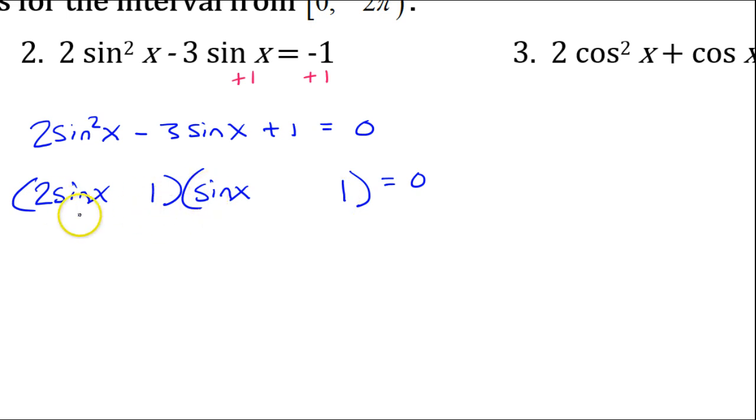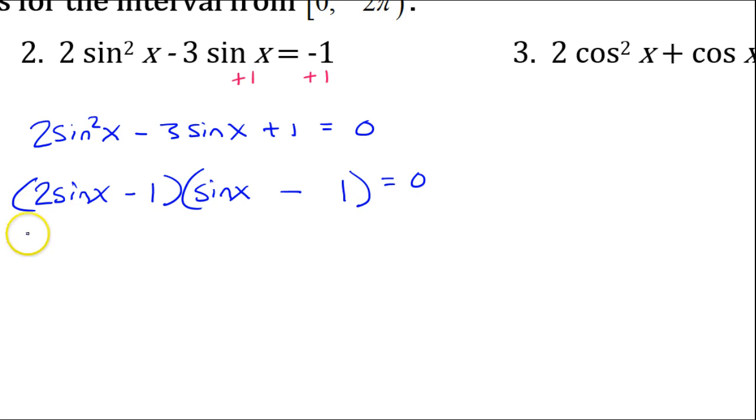Now inner plus outer must equal the middle. Inner, I have 1 sine x. Outer, multiplying those, I have 2 sine x. The middle is negative 3 sine x. I'll get negative 3 if both of these are negative. Negative 1 times negative 1 is positive 1. So this is how you factor it.